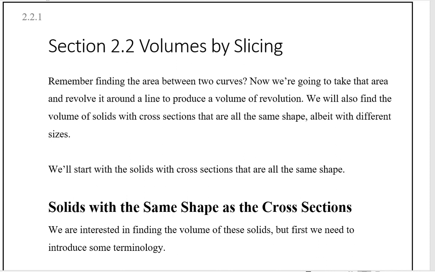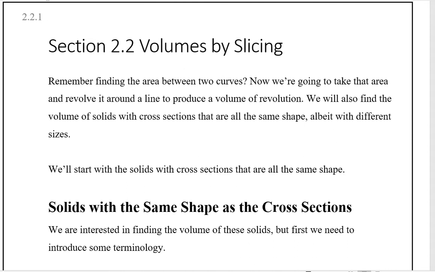In this video, we're going to be talking about volumes by slicing. So remember back in Calculus 1 when you found the area between two curves. In this section, we're going to start talking about taking that area between two curves and either extending it upward into some kind of solid where the cross sections are the same shape but not the same size, or we're going to take that area between two curves and revolve it around some axis, creating a solid.